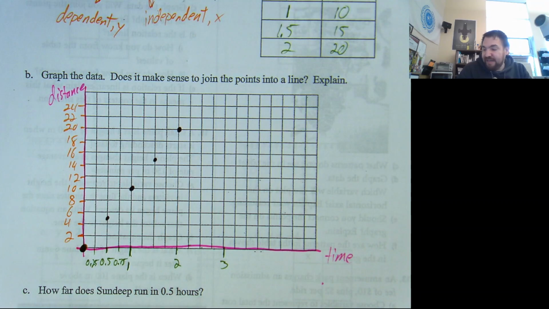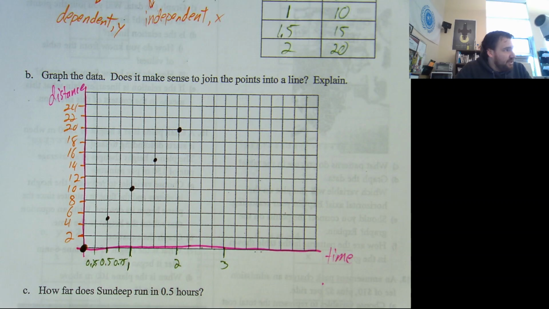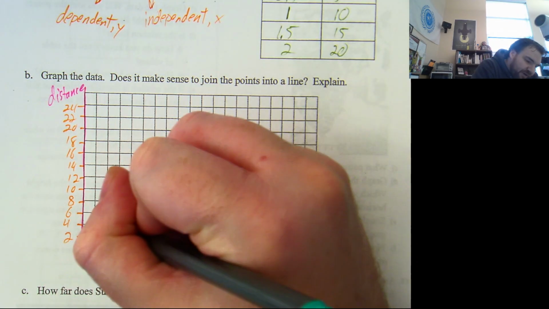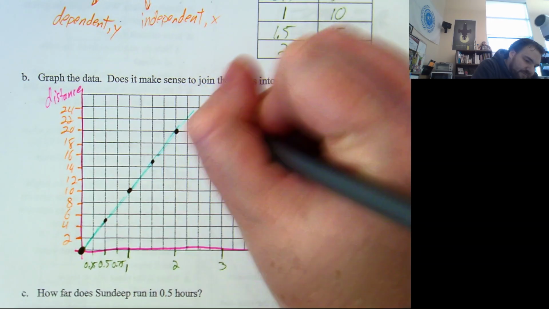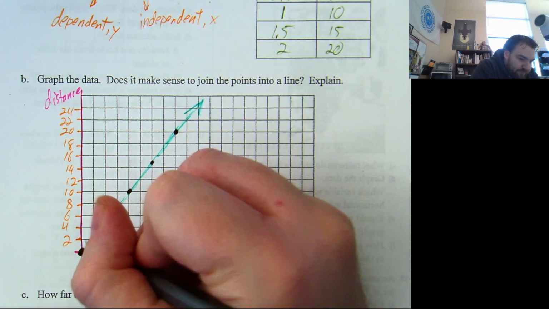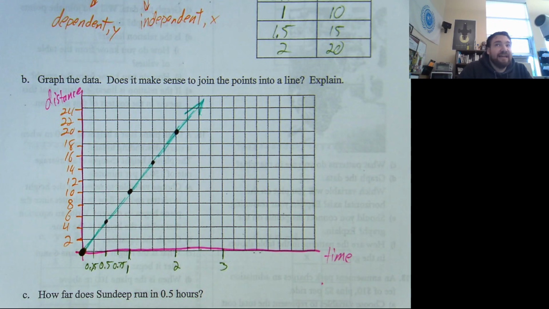And are we allowed to connect these dots? Yes. You can have any fraction of time. You can have any fraction of distance. These dots we are allowed to connect. And we get something that looks like that.